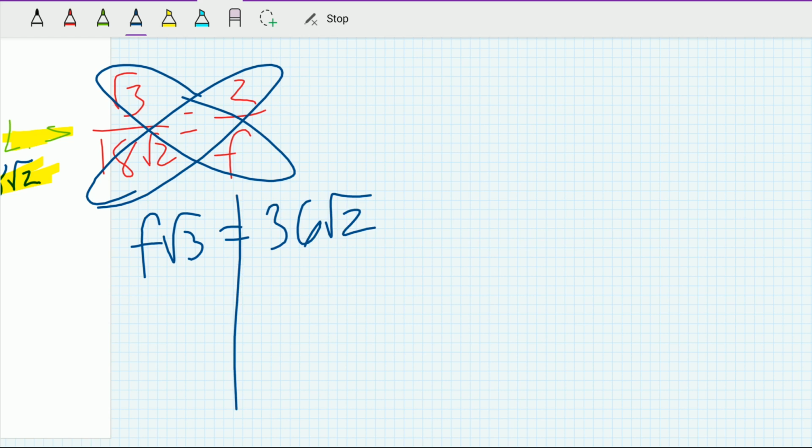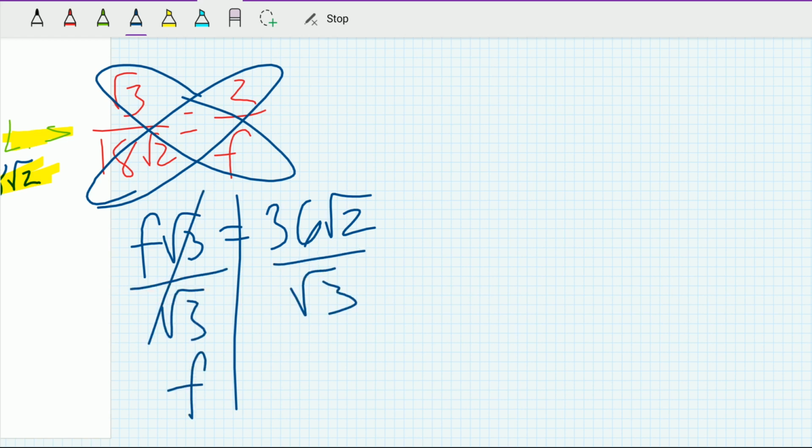Okay, so then now I can go ahead and isolate the variable. I only care about the fact that I'm trying to solve for F. So let me divide by square root 3. That cancels. I get F is equal to 36 square root 2 over square root 3. Notice that these two are inside the square root. If they did divide, that would be awesome, right? But 2 and 3, that really doesn't do anything.